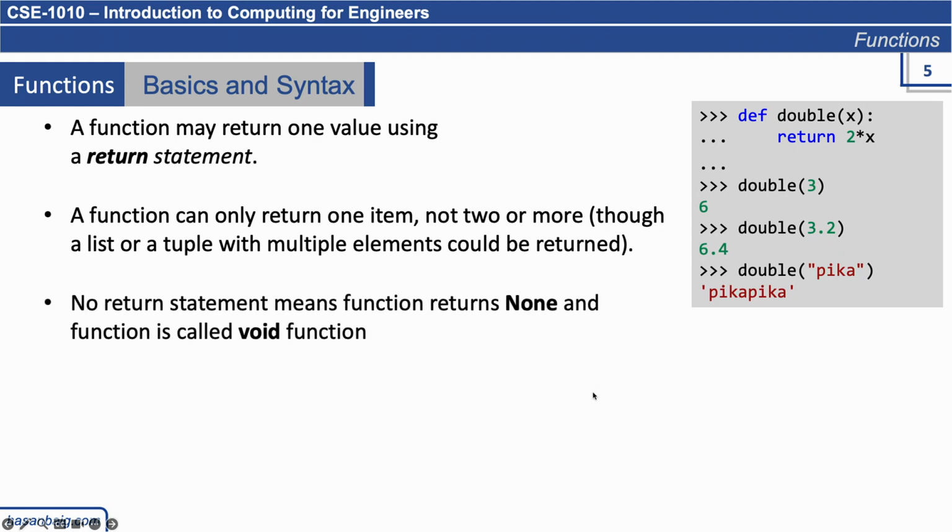No return statement means the function returns None. So remember that every function returns something. If we do not have a return statement inside our function definition, it does not mean it is not returning anything. It returns something called None. None is an object that has no value, and such a function is called a void function. Void function means it is returning nothing.